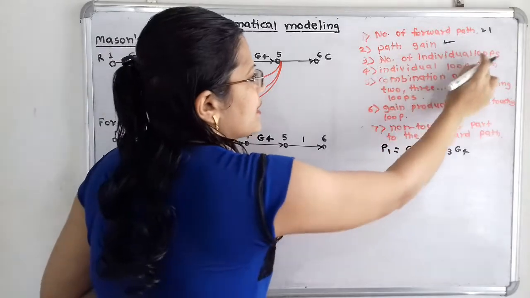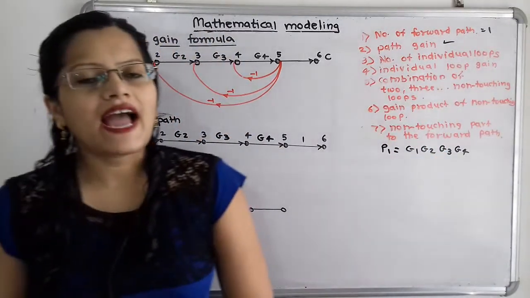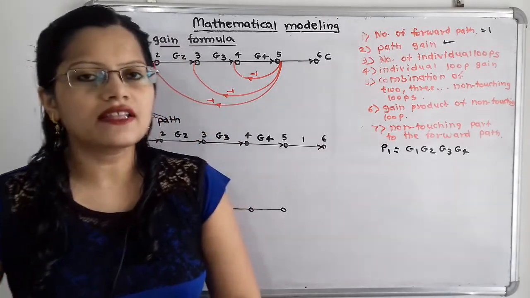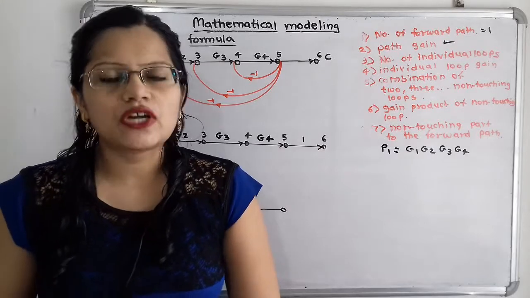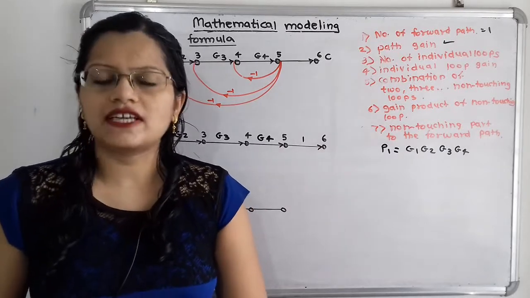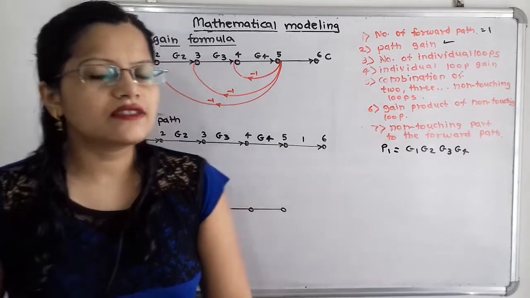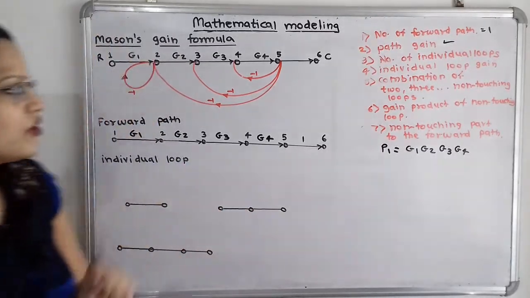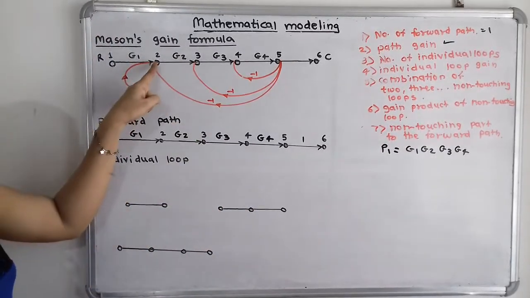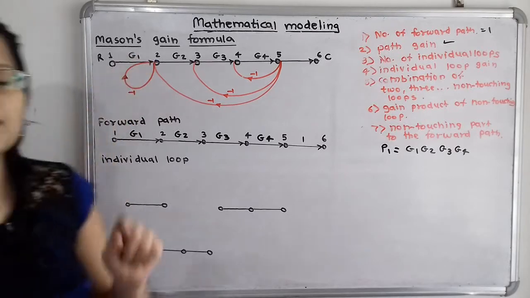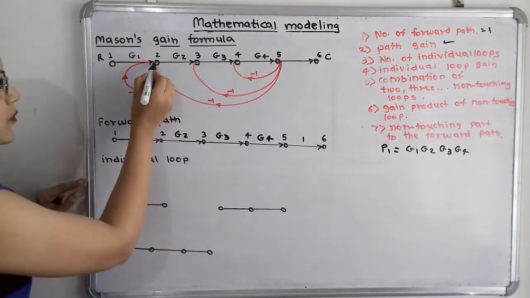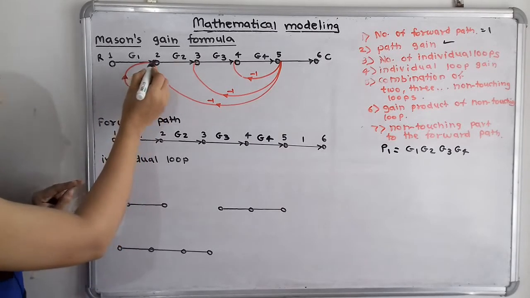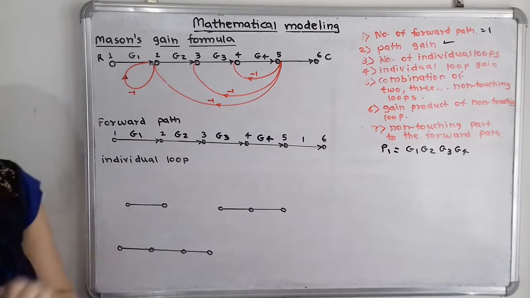Now, number of individual loops. So we have to observe this question. Now what is the meaning of loop? Here the loop starts at a particular node and ends at the same node, then it is called a loop. So in this loop there is a forward path as well as a feedback path. Now if we observe here, at node 2 there is a self loop. That means this loop starts at node 2 and ends at the same node with only one branch. And what is this branch gain? That is -1, that is given.